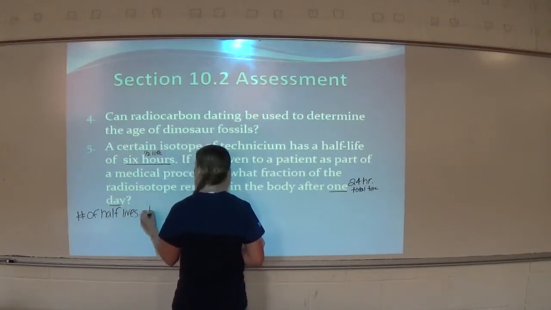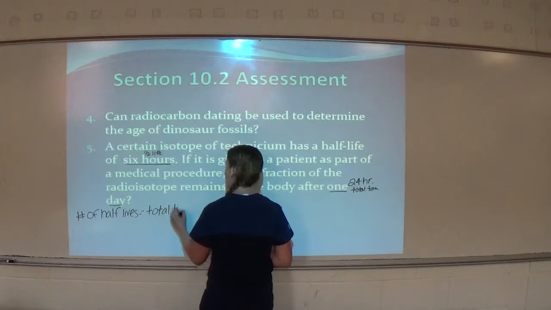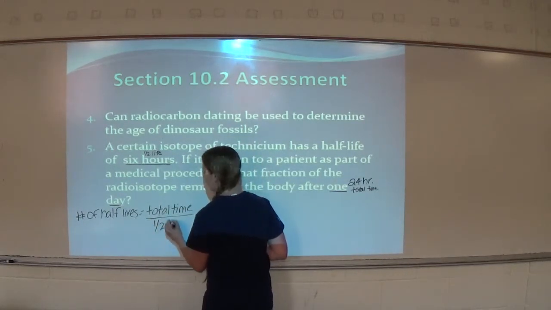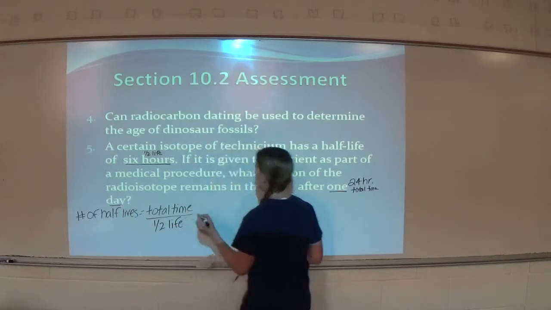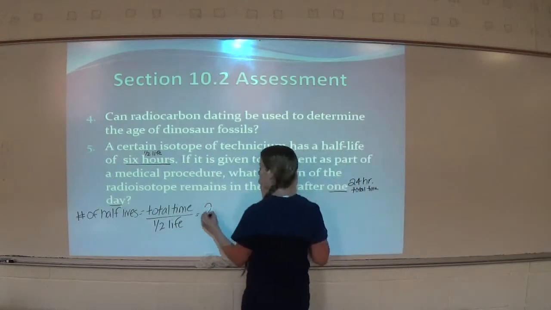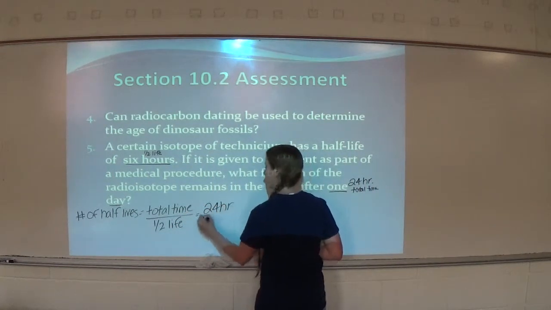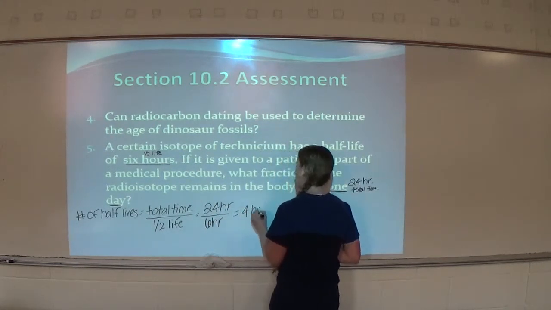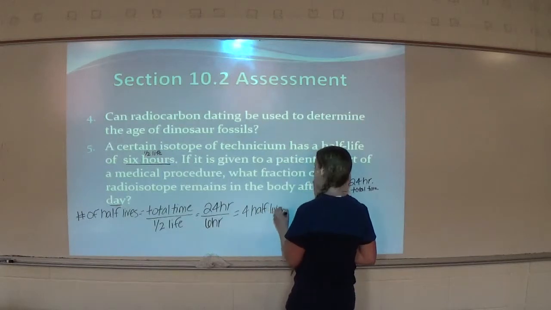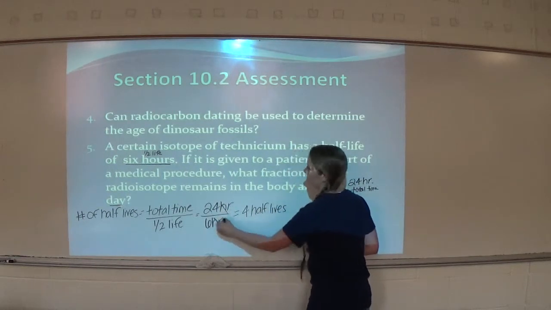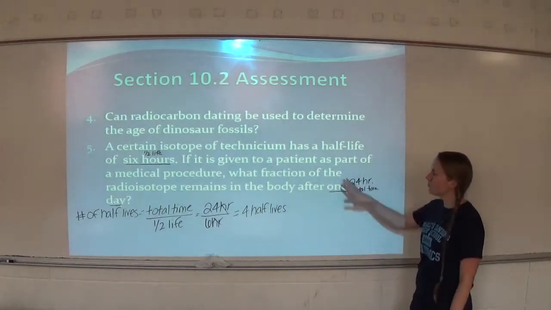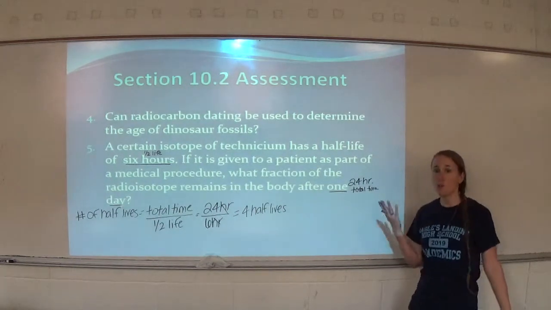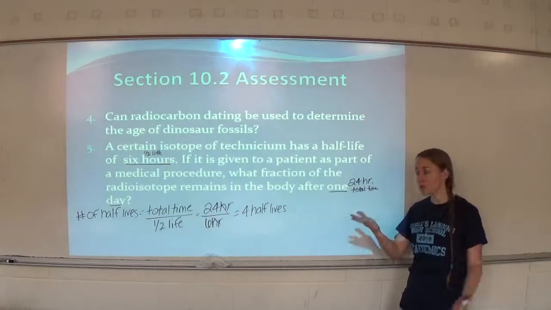Remember, to get the number of half-lives that have happened, we do total time divided by half-life. So our total time is 24 hours over a half-life of 6 hours. That means 4 half-lives have passed. It says what fraction of the radioisotope remains in the body, so we just need to do half 4 times.